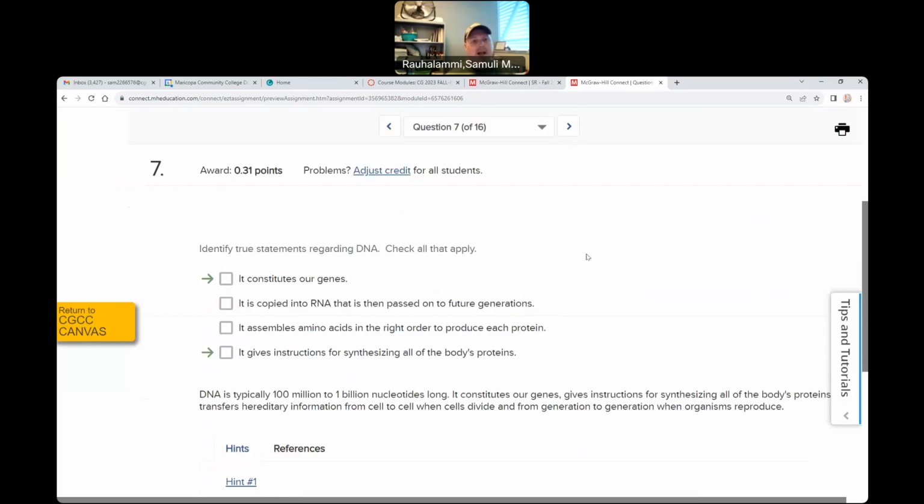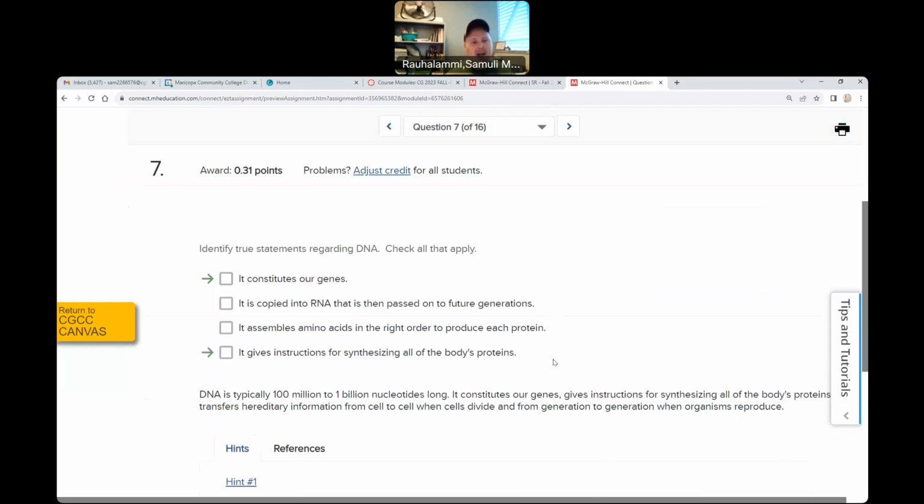The next one is a tick box activity, where you will be choosing all of the true statements regarding DNA. So there's more than one correct statement. The correct statements that we're seeing here are that DNA constitutes genes. A gene was a section of DNA that coded for a particular protein or for a particular trait, and that statement is completely correct. We also see that the statement that DNA gives instructions for synthesizing all of the body's proteins is true.